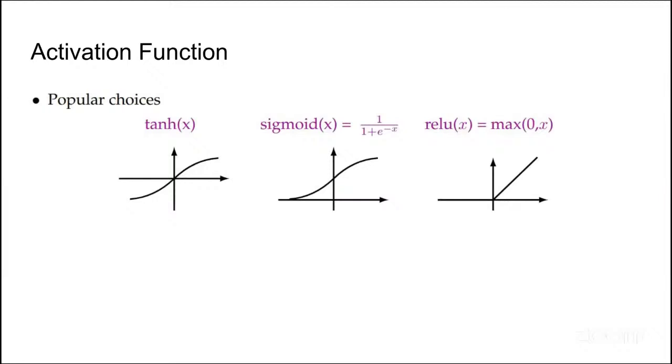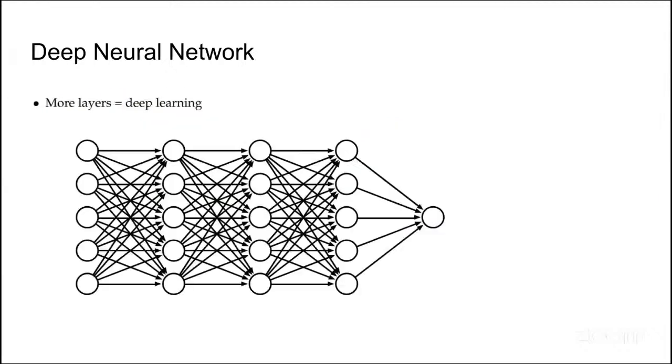So these are some of the popular choices of your activation function, the function f. Now let's make it more deep. You can add even more hidden layers. This is your input layer, this is your output layer, but there was only one hidden layer. Now you can make multiple hidden layers, add more layers, and make it even more deep. And that's what we refer to as a deep neural network. Initially, there was only one hidden layer. Now you have multiple hidden layers, and you made it even deeper.